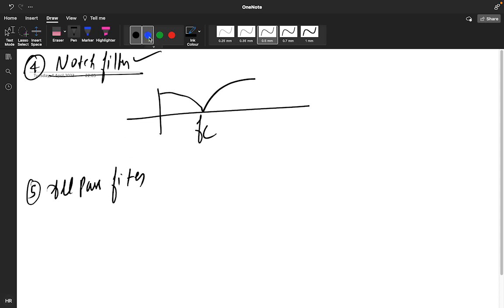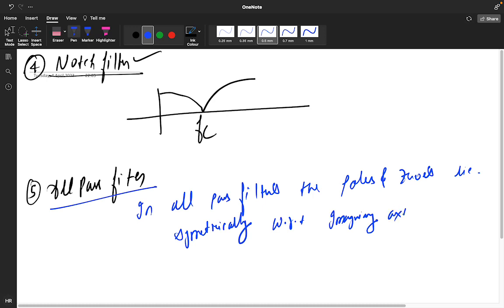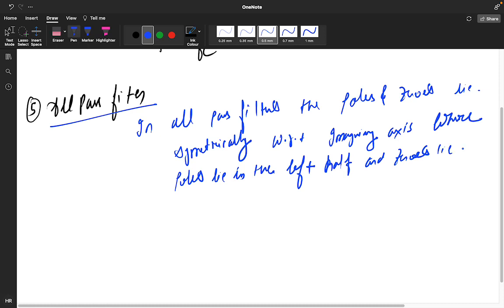In all pass filters, the poles and zeros lie symmetrically with respect to the imaginary axis, where poles lie in the left half and zeros lie in the right half.